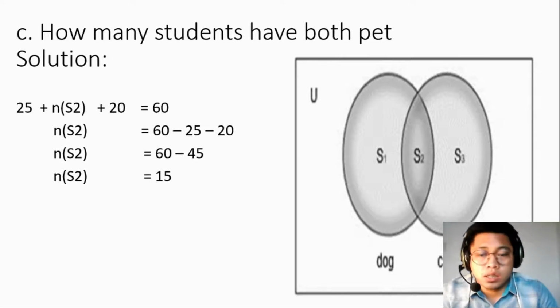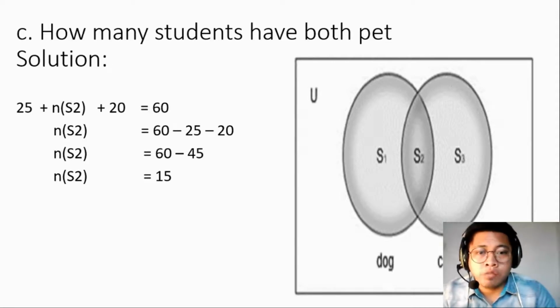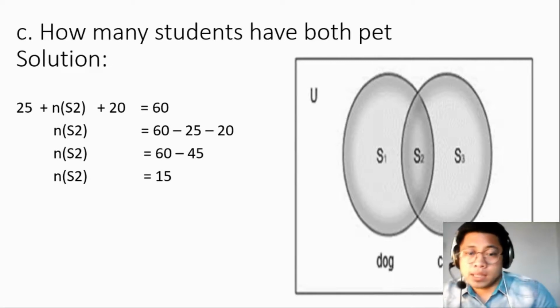60 minus 45 is equal to 15. So that 15 represents the number of students who own both cat and dog.